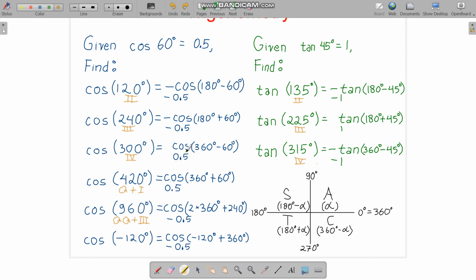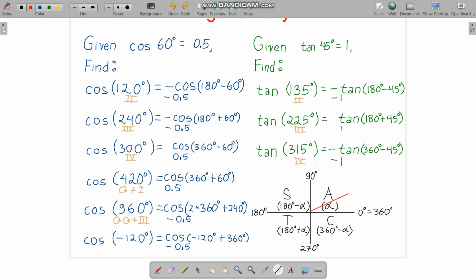And cos 420, 420 means you go one full circle plus the first quadrant, because 420 means we go one full turn, which is 360, plus 60. So 420 is exactly the same as 60 for the trigonometric ratio. So you get also 0.5, just like cos 60.